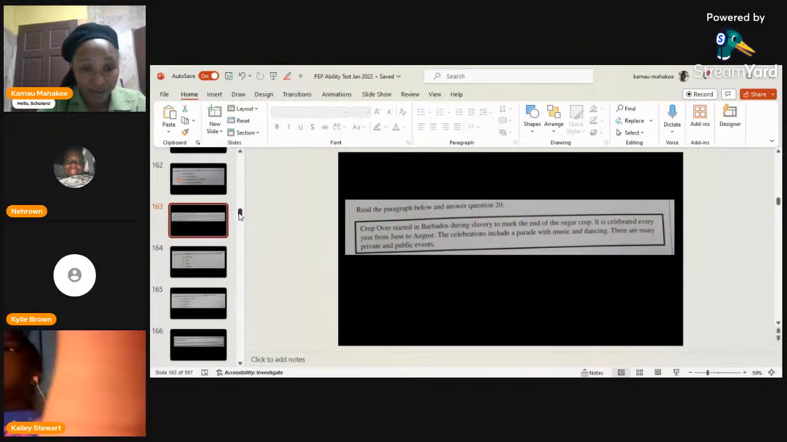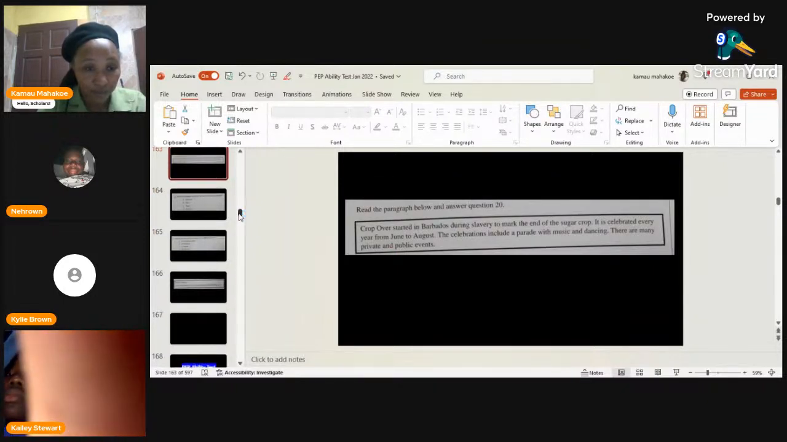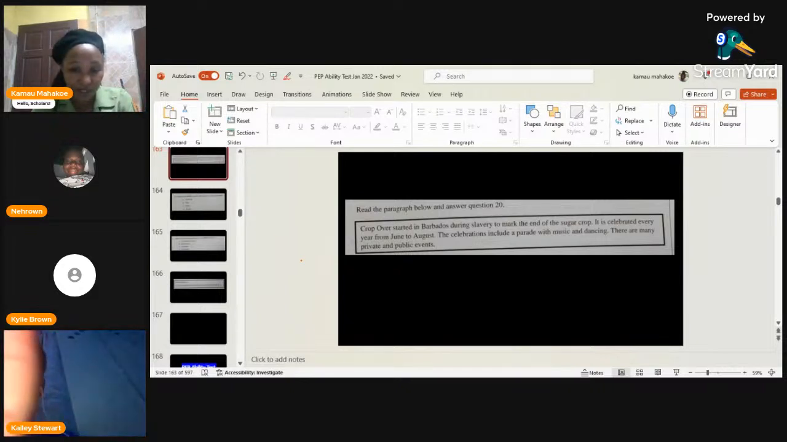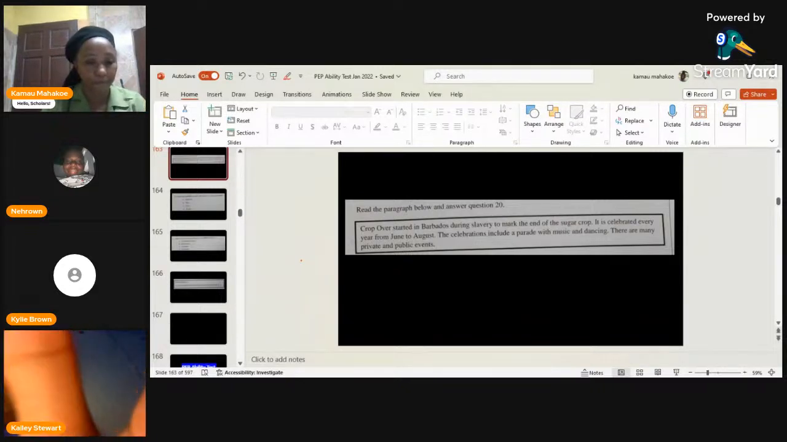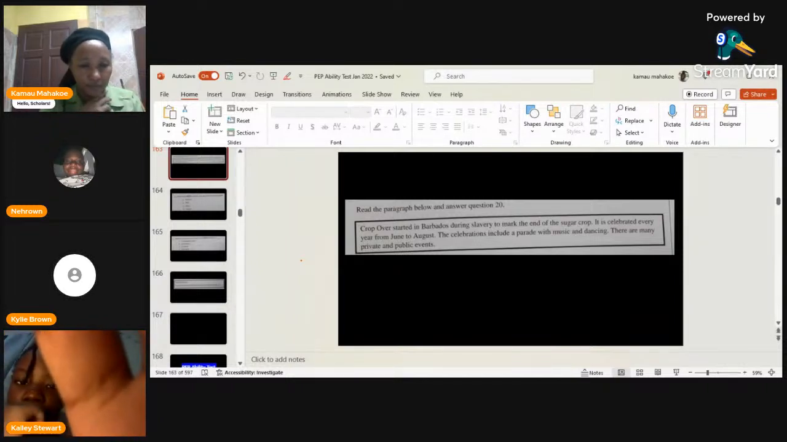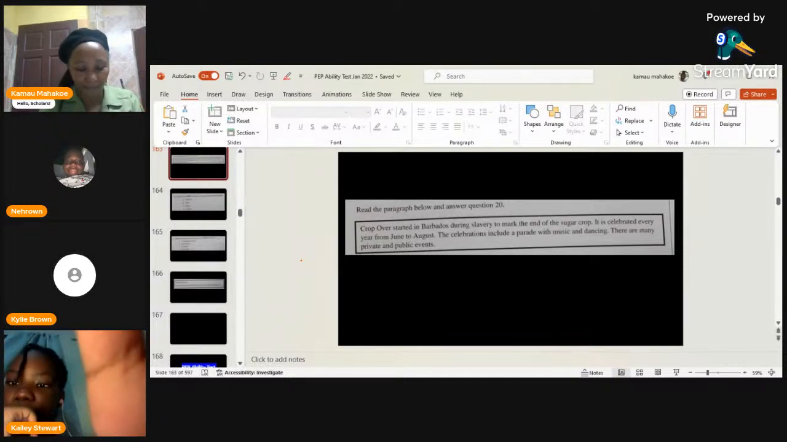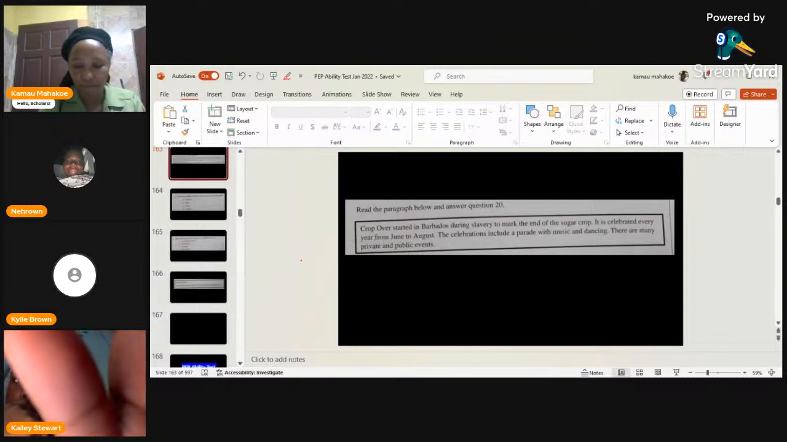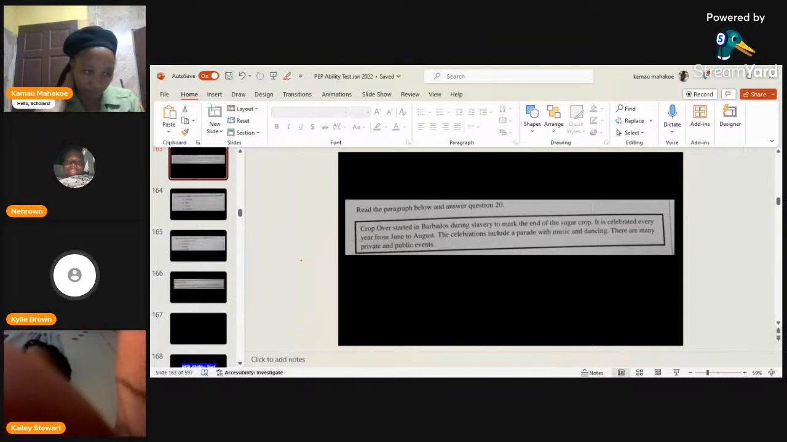All right, Kylie, read what's on the screen, please. Read the paragraph below and answer question 20. Crop Over started in Barbados during slavery to mark the end of the sugar crop. It is celebrated every year from June to August. The celebration includes a parade with music and dancing. There are many private and public events.